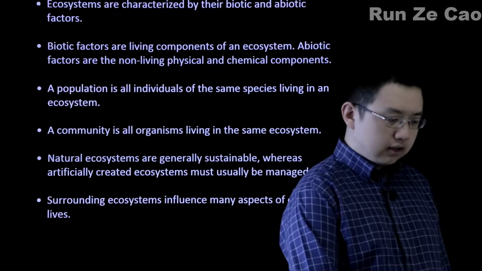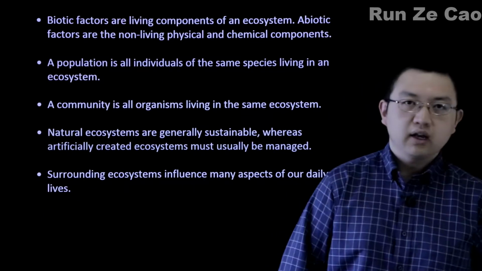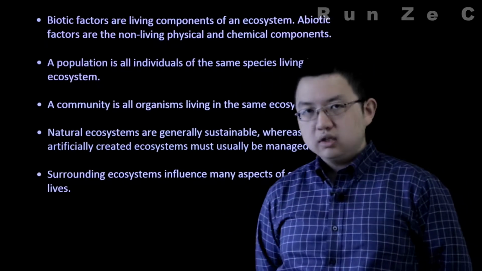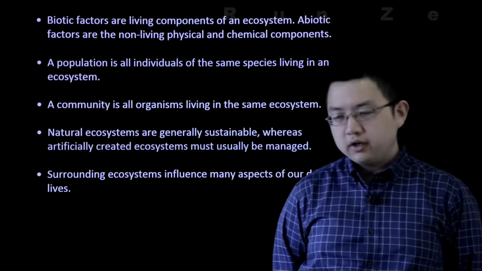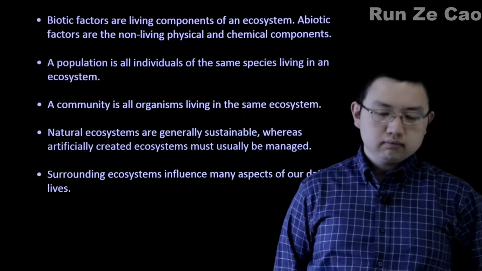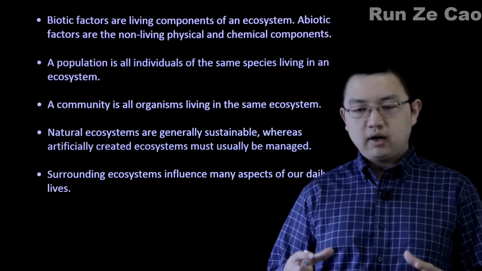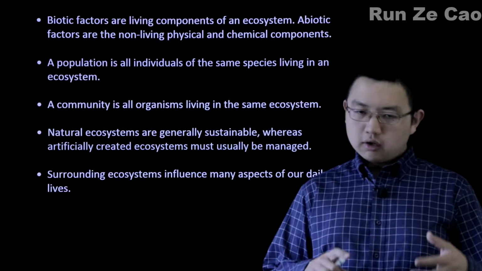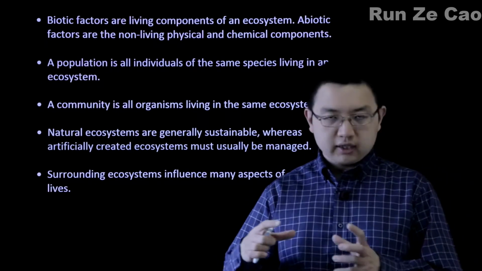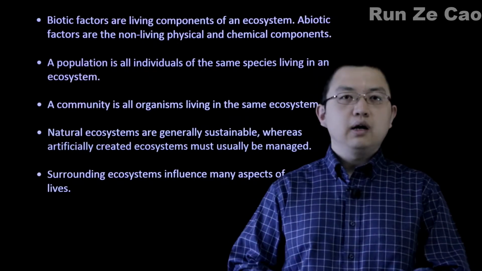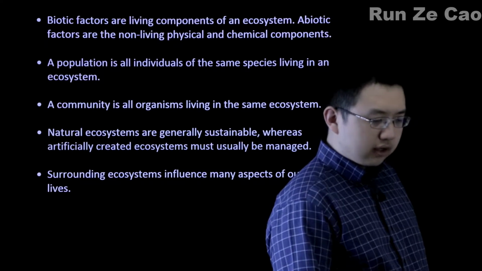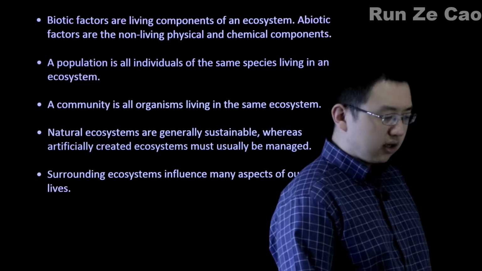A population is all the individuals of the same species living in an ecosystem. This depends on your definition. In higher grades, we will learn that a population is essentially just a group of interbreeding organisms of the same species. That's it. There may be several populations within one ecosystem. There may also be several populations within a community. And there comes the concept of metapopulation and all that stuff. But for now, let's just call it all individuals of the same species living in an ecosystem.